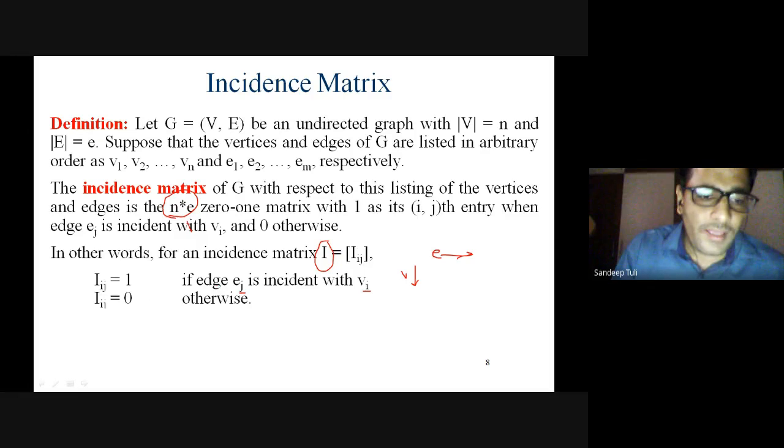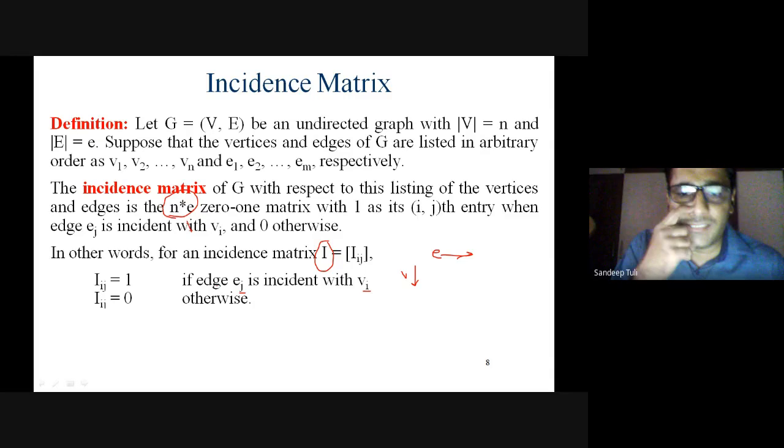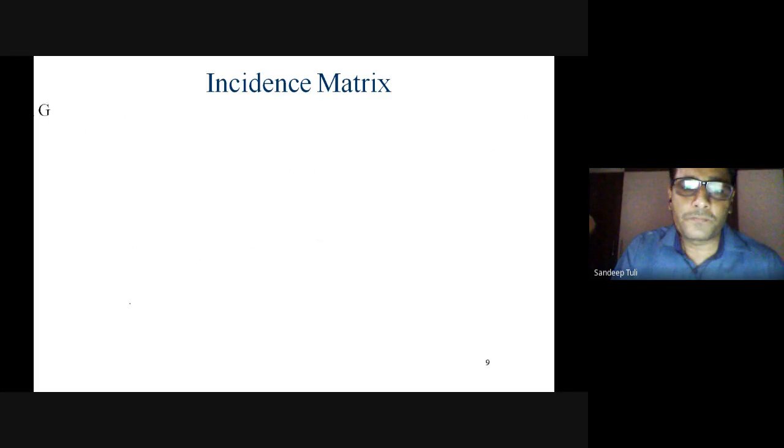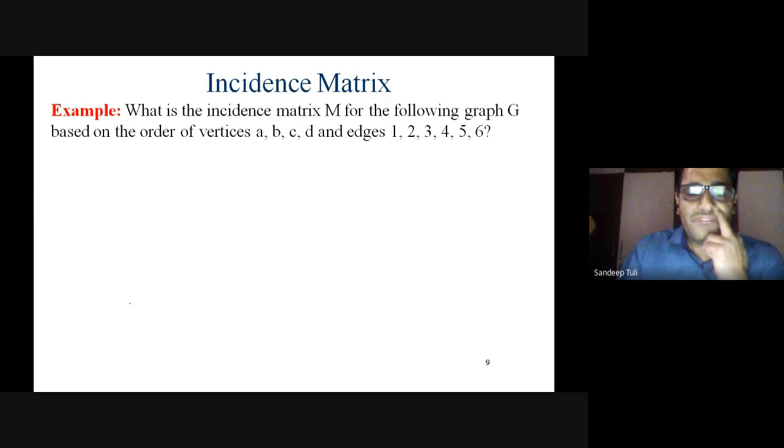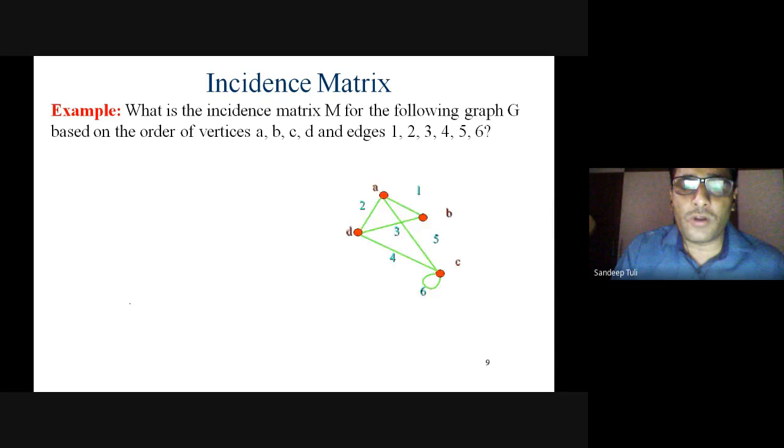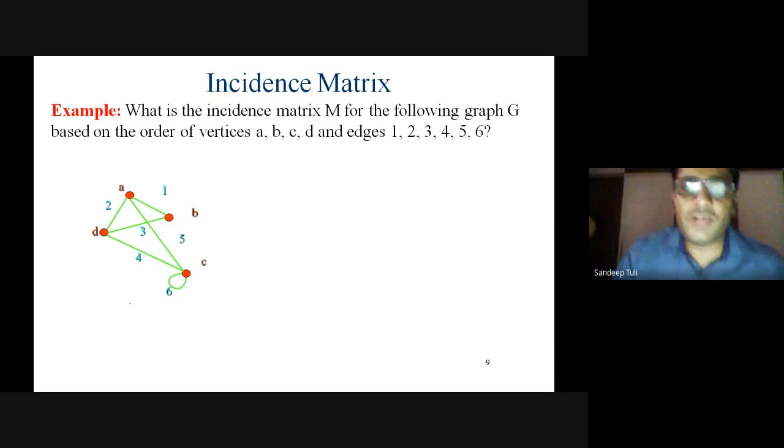Okay, and if an edge is incident on the specific vertex, then we will put 1, otherwise we will put 0. Now look at the example. With the help of that, it will be easy to understand. Now, what is the incidence matrix M for the following graph G based on the order of the vertices? The order given is A, B, C, D, and the edges are represented by 1, 2, 3, 4, 5, 6. Now look at that.